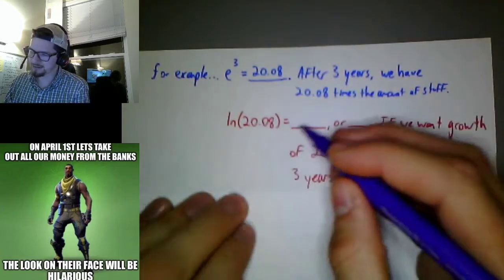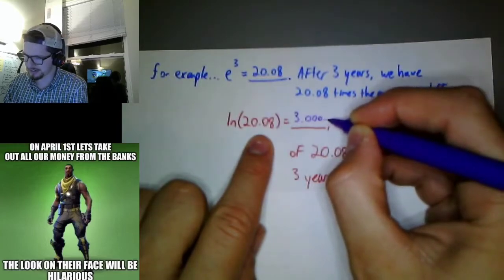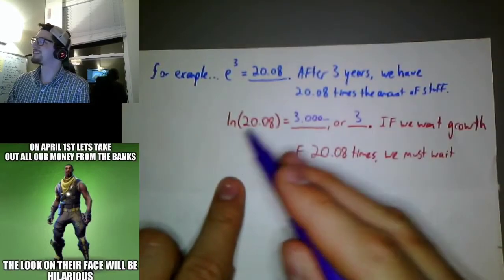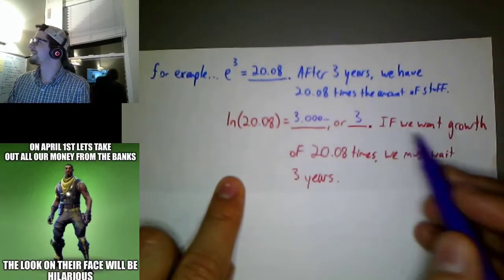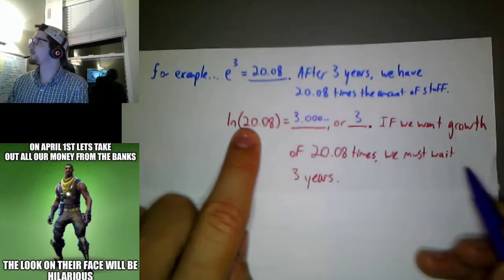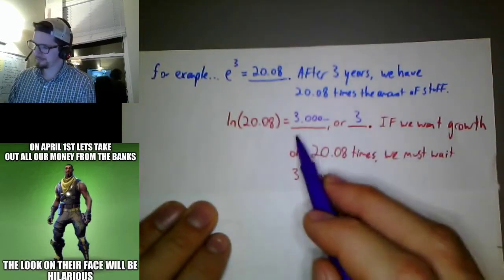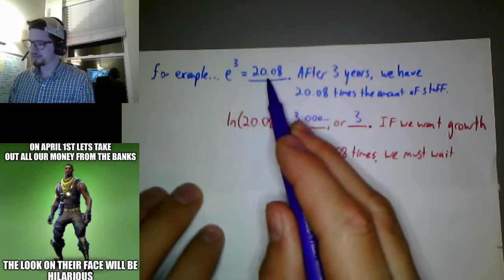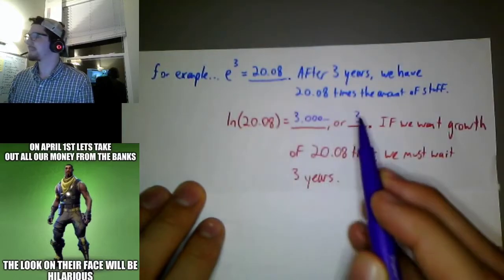So if ln of 20.08 equals 3.000 dot dot dot, I'm just going to round that to 3. If my natural log of 20.08 equals 3, this is saying if we want growth of 20.08 times the size, we have to wait 3 years. So here we plug in the growth rate and we get the time. For e, we plug in the time and get the growth rate. For natural log, we plug in the growth rate and we get the time back.